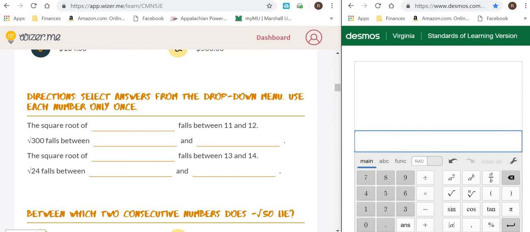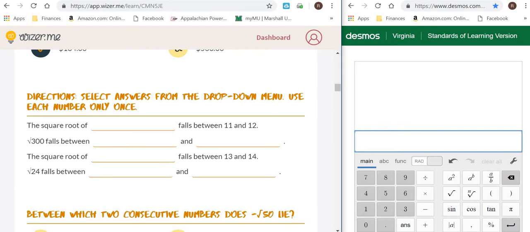Okay, so the next thing we're going to talk about is square roots. The first line says the square root of blank falls between 11 and 12, and there's a drop down menu, so let's try to figure out where that is.